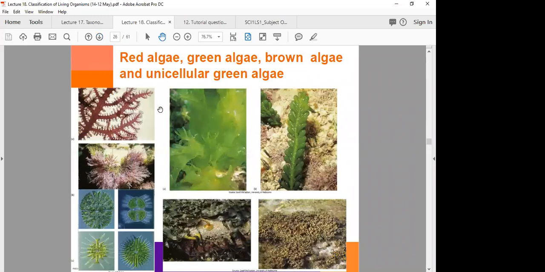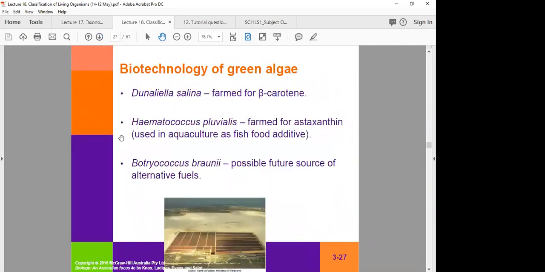All right, some examples of algae. Here we have some nice photos of red algae, green algae, multicellular green algae. Down here we've got some single-celled green algae. A very large brown algae here, and also here on the right. So they all belong to kingdom Protista.